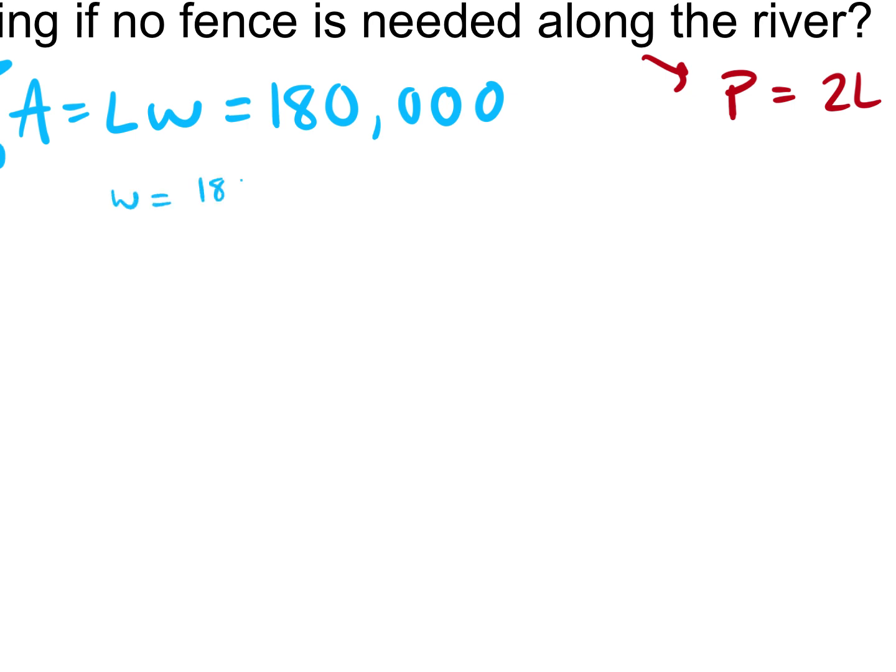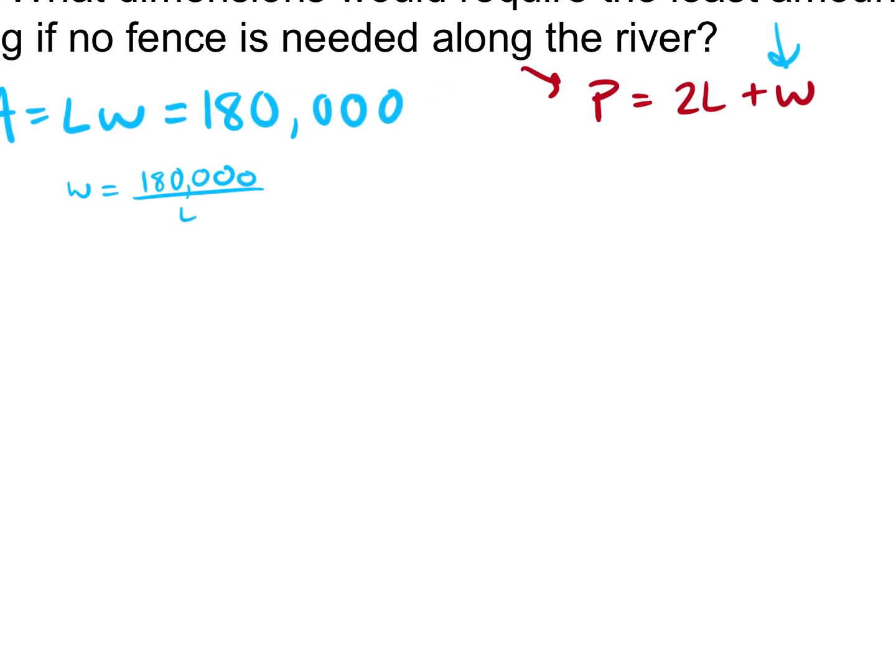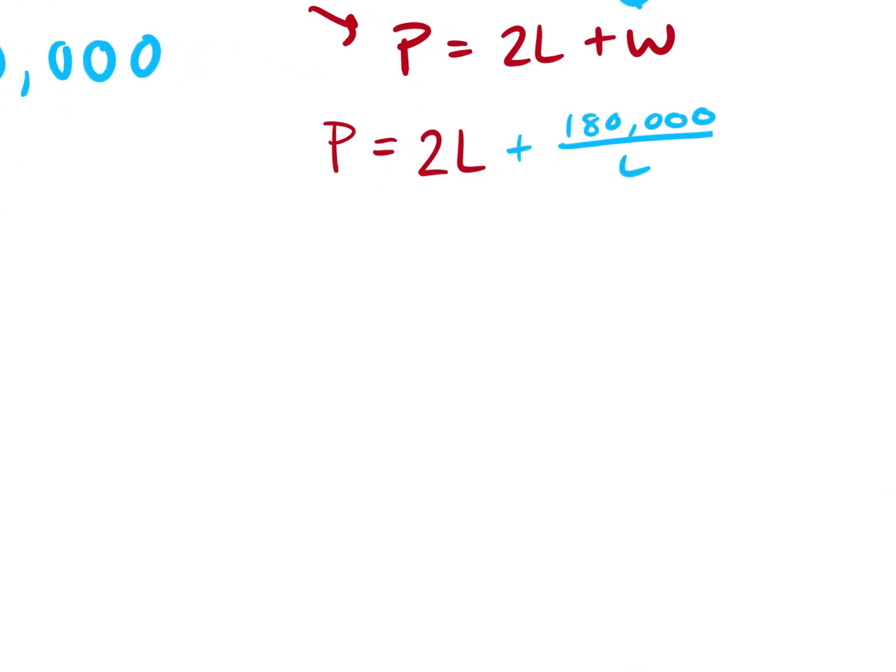W equals 180,000 over L. Perfect. So let's plug that into our W here. So we have our perimeter equals 2L plus 180,000 over L. Let's simplify before we find our derivative. So we have 2L plus, I'll call it 180,000 times L to the power of -1.